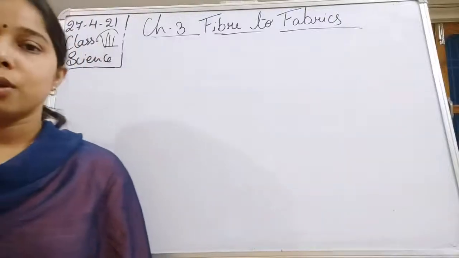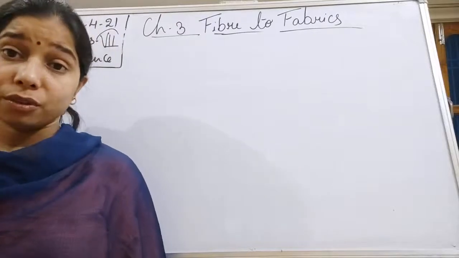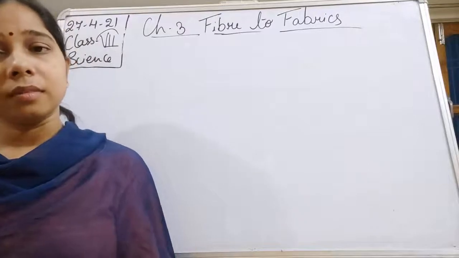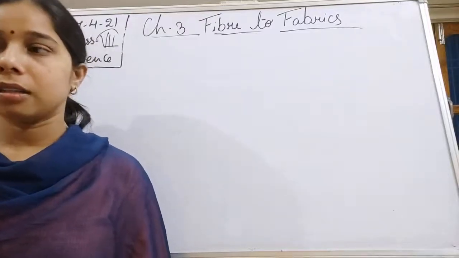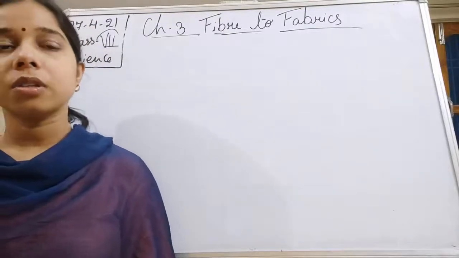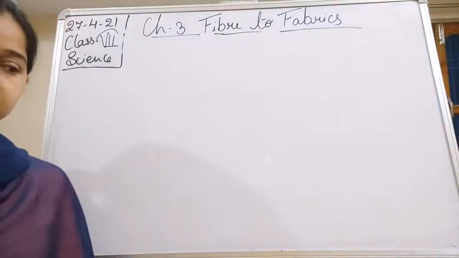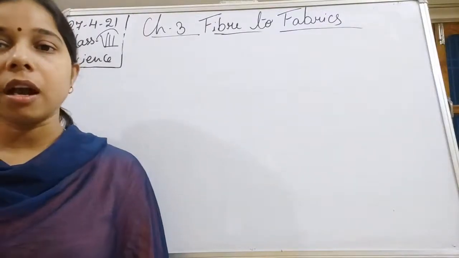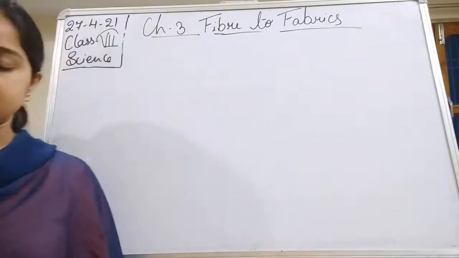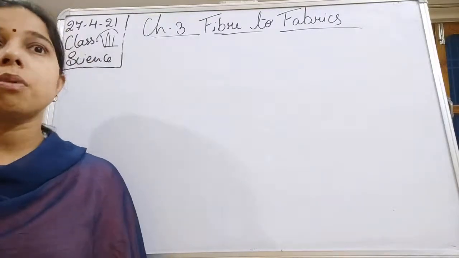Hello students. In the previous class in this chapter, fiber to fabric, we were talking about wool. And in this chapter, we have discussed that wool is actually obtained from animals, especially those animals who have fur, and those who have fur used to live in hilly regions.